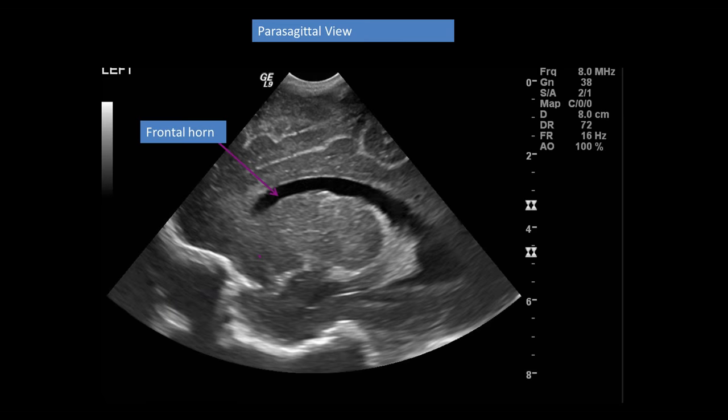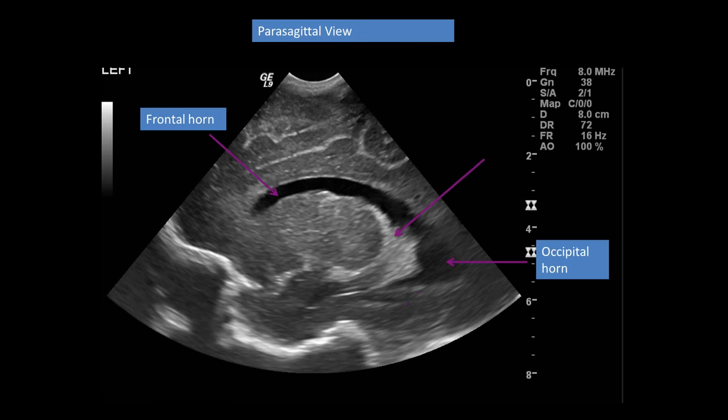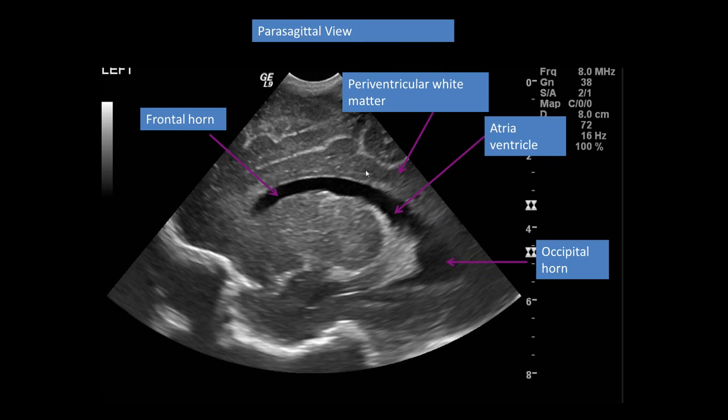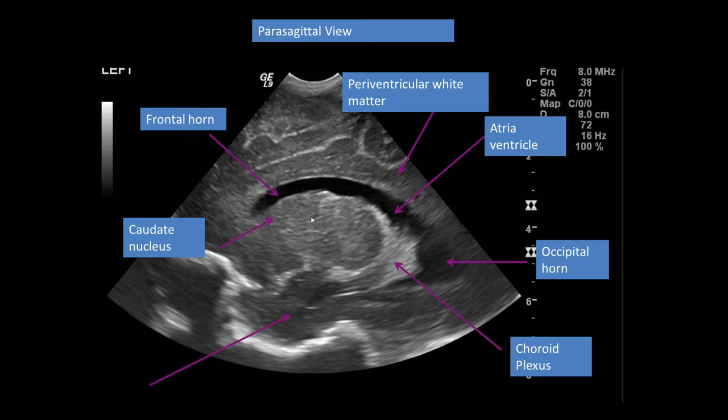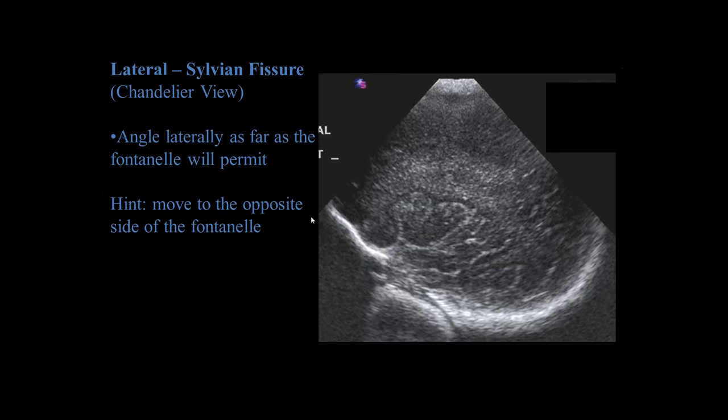And you will see the lateral ventricle at the frontal horn, you'll see the occipital horn, you'll see the atria, you'll see the periventricular white matter, which is particularly important in neonates looking for periventricular echogenicity and periventricular leukomalacia. You'll see the caudate nucleus, which is outlined by a thin, more echogenic rim, and it's an inferior semicircular structure in the inferior margin of the lateral ventricle. You'll see the choroid plexus. You'll see the temporal lobe.